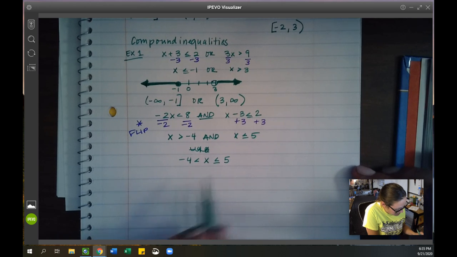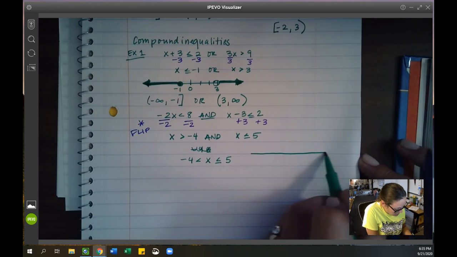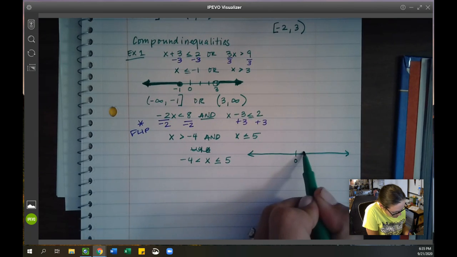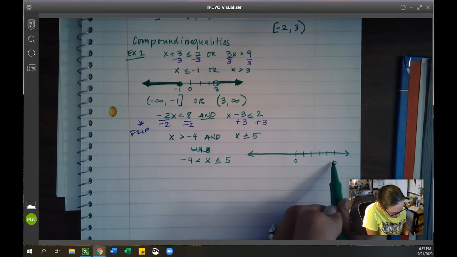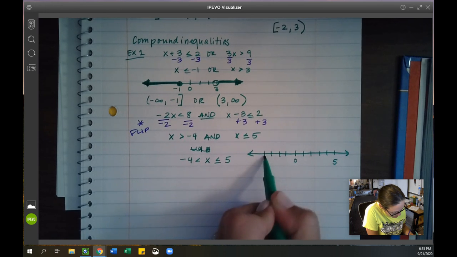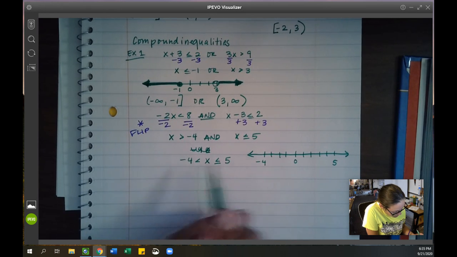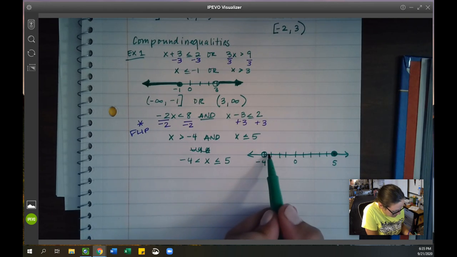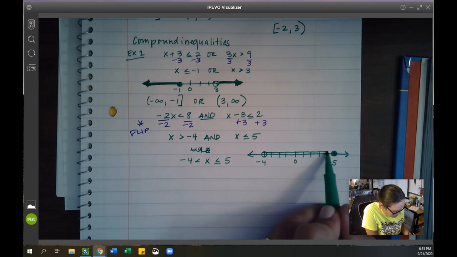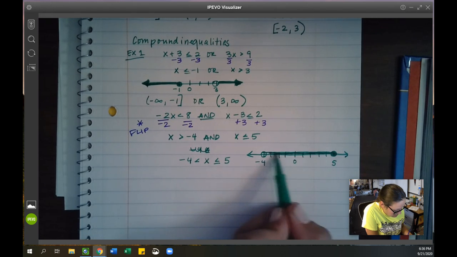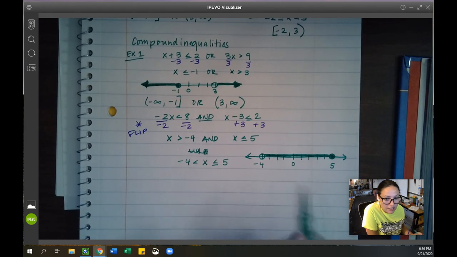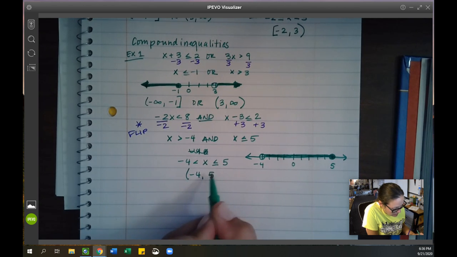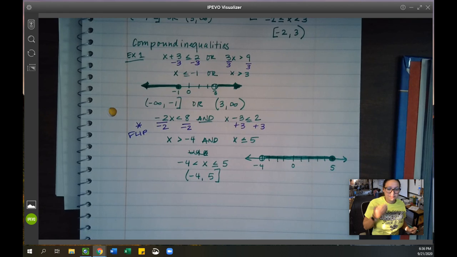Let's do our number line. Do it over here. There's 0. There's 5. There's negative 4. So open circle at negative 4, closed circle at 5, and we shade between. Now, what if I do this in interval notation? Negative 4, not including it, to 5, including it.